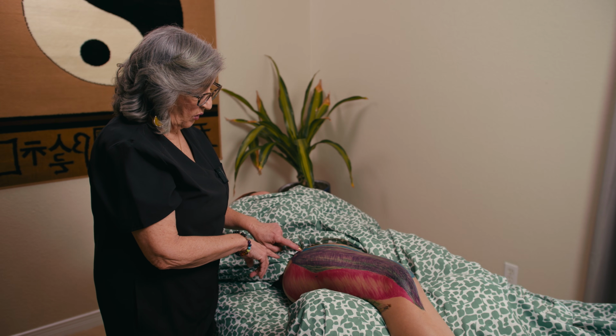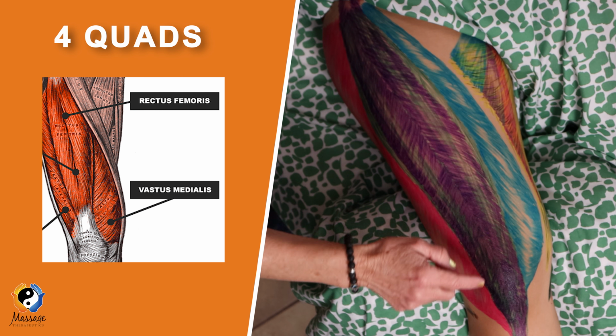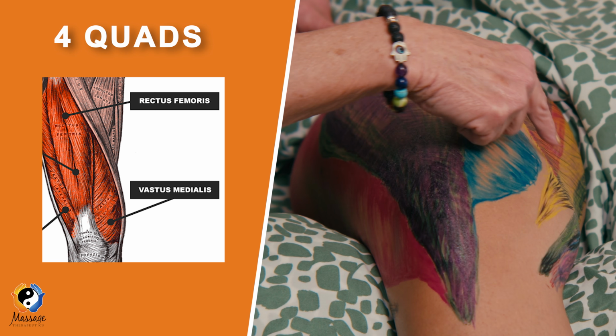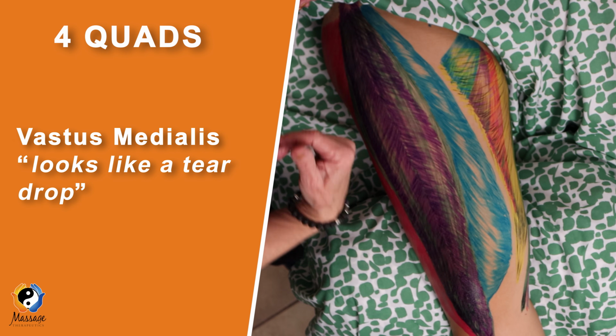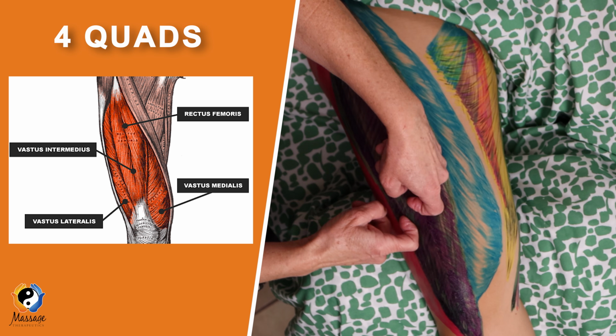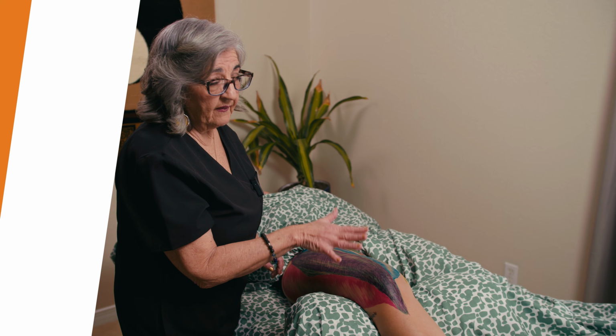Now, the fourth one is the vastus medialis. It's the one that looks like a teardrop. This one right here at the end looks like a little teardrop, and it is on the medial side of the leg. So the four quads are the rectus femoris, the vastus intermedius, the vastus lateralis, and the vastus medialis. And these are for knee extension. Now we're going to move on to the hamstrings.